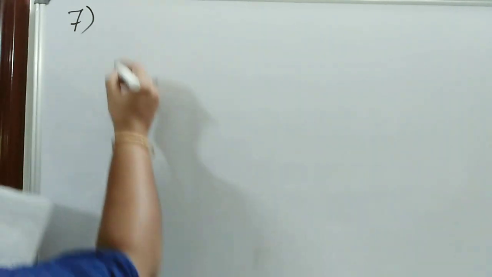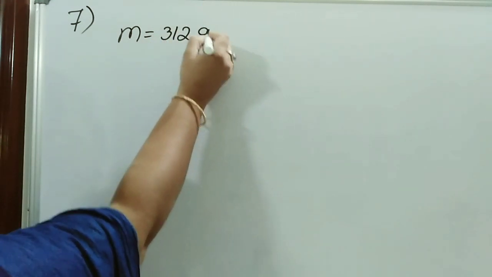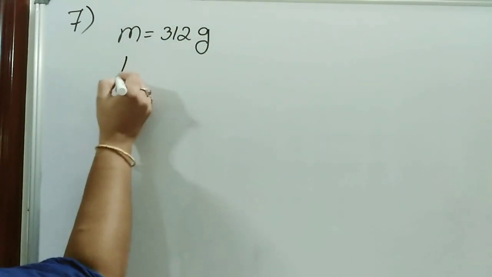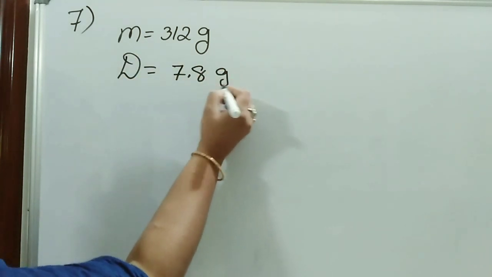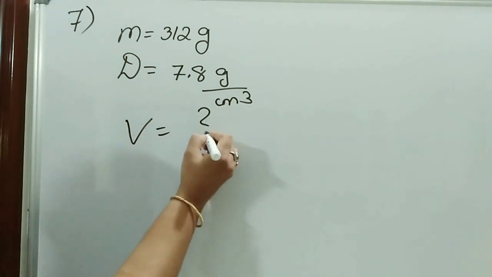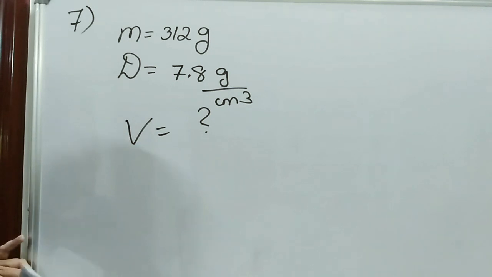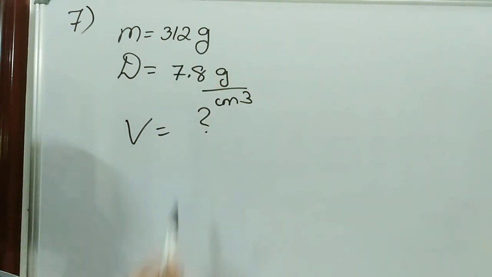Next, question number 7. The mass of an iron ball, mass is given 312 gram. The density of the iron is given 7.8 gram per centimeter cube. Find the volume. You are asked to find the volume. So first of all, we have to check whether the given physical quantities are in the same unit. Here it is gram per centimeter cube. Here also it is in gram. So you don't want to change the values.